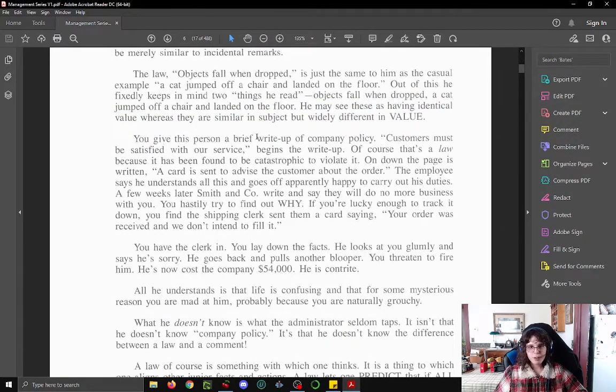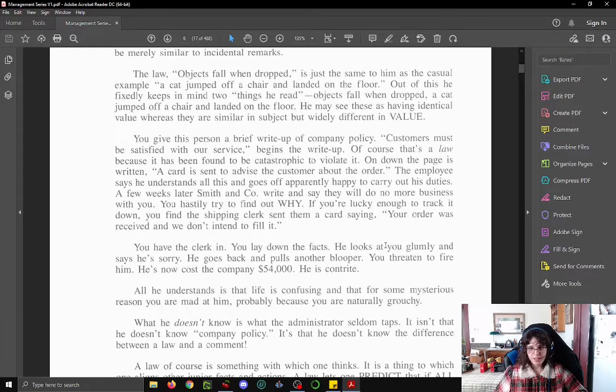You give this person a brief write-up on company policy. Customers must be satisfied with our service, begins the write-up. Of course, that's a law because it's been found to be catastrophic to violate it. On down the page is written, a card is sent to advise the customer about the order. The employee says he understands all this and goes off apparently happy to carry out his duties. A few weeks later, Smith & Company write and say they'll do no more business with you. You hastily try to find out why. If you're lucky enough to track it down, you find the shipping clerk sent them a card saying your order was received and we don't intend to fill it. You have the clerk in.